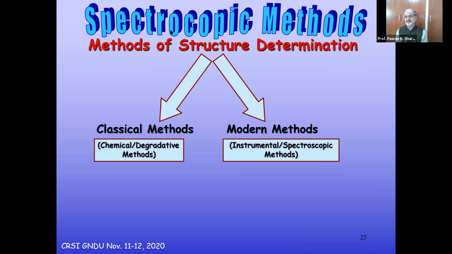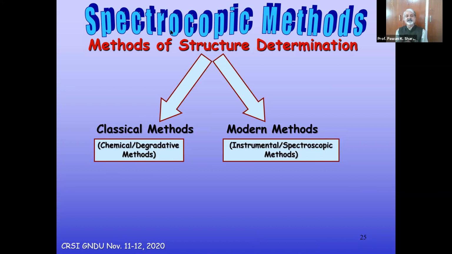The methods that we used at that time for determining the structure of compounds are called the classical methods. We also call them chemical methods or degradative methods. Why? Because in these classical methods, we would determine the structure based on the identification of various functional groups by chemical tests, along with the results of degradation studies: under basic conditions, what it gives us, under acidic conditions, what it gives us.